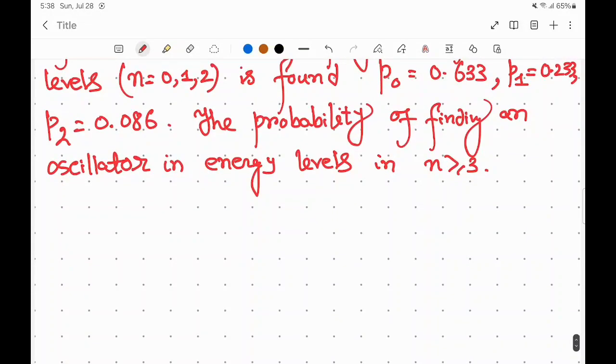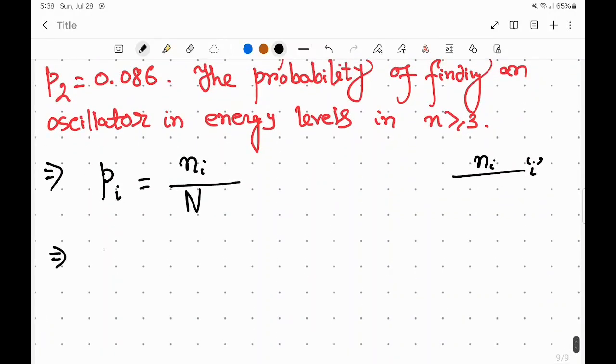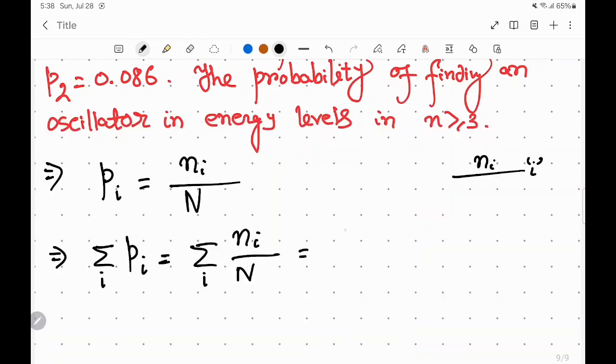In the first class also, the probability was discussed. What is the form of probability? Let's say there is an ith level. In the ith level there is ni number of molecules. Then the probability of finding a molecule in the ith level is essentially ni by total number of molecules, capital N. So this is the probability, right? If you sum it, what will be the summation of the probability of all states? It will be 1. Total probability must be 1. This is the definition of probability.